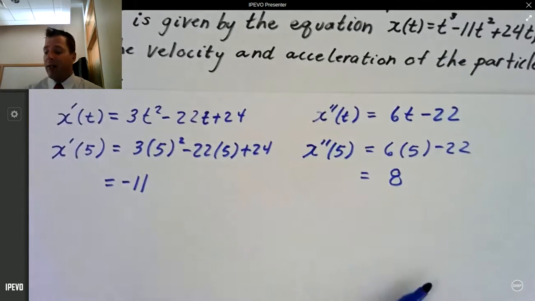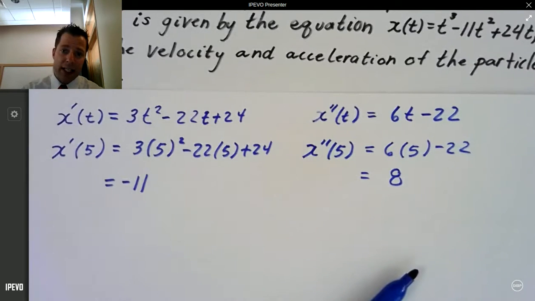So that's all I have on determining the acceleration and velocity at a specific time t.